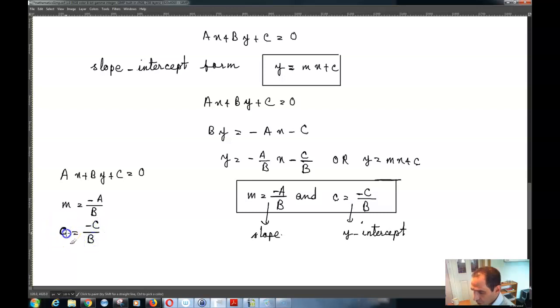And please note that this is a lowercase c, which is this c over here, and this is an uppercase c, which is the constant that you will find in the general form of the equation of the line. And of course you can see that over here b is not supposed to be equal to 0. If b is equal to 0, you cannot divide by 0 here. So here b is not supposed to be equal to 0. Okay, so that's one thing.